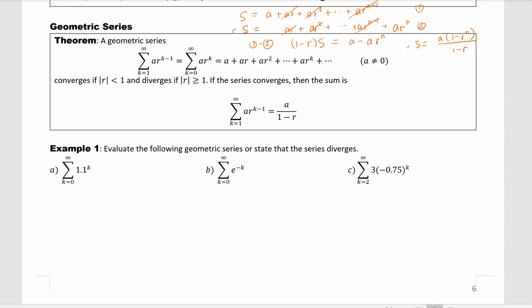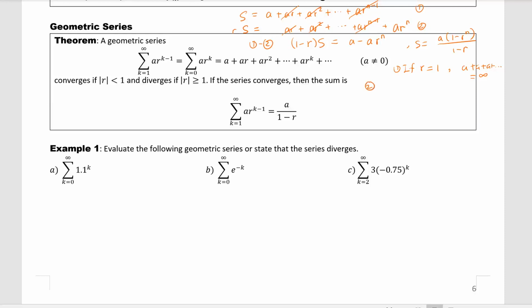So far so good, everybody? Okay, so let's separate into cases. First case, if r equals 1, what happens? Well, if r equals 1, then the series is just a plus a plus a plus all the a's. We know it diverges because a is nonzero. It's either infinity if a is positive, or minus infinity if a is negative.